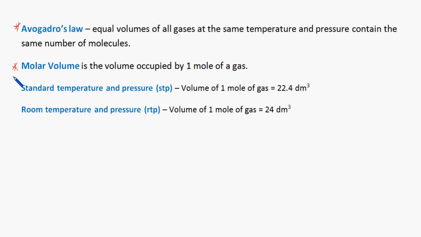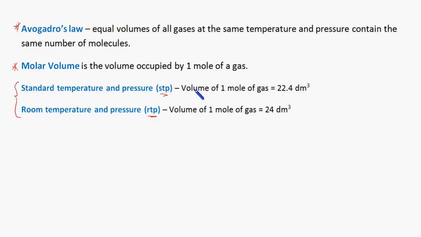Now, in chemistry, we'll encounter two conditions. We have standard temperature and pressure, which we call STP, and we have room temperature and pressure, which we call RTP. Now, at STP, the temperature is 0 degrees Celsius and the pressure is 1 atmosphere. And at RTP, the temperature is 25 degrees Celsius and the pressure is 1 atmosphere. So the difference between the two is really the temperature.